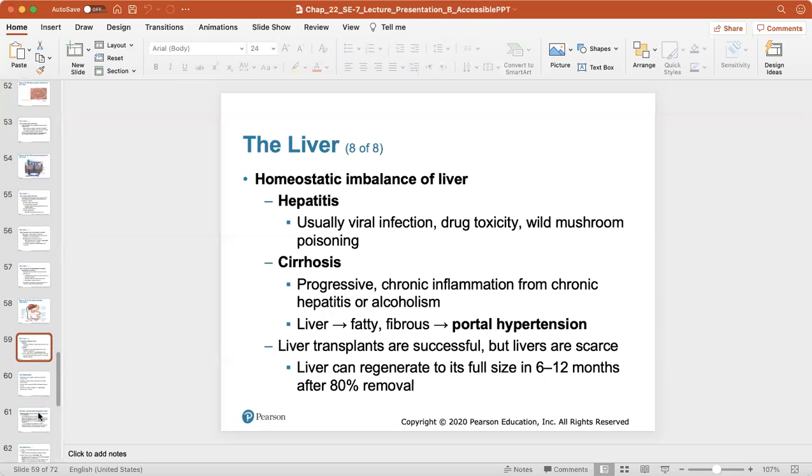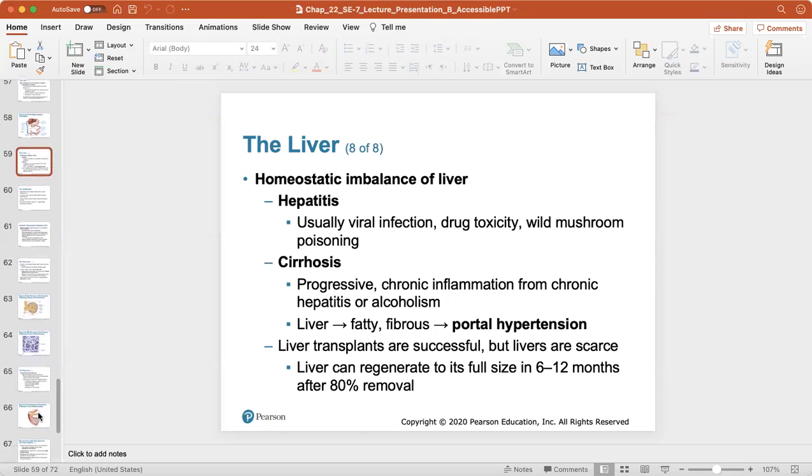Some homeostatic imbalances of the liver: hepatitis is usually caused by a viral infection, drug toxicity, or wild mushroom poisoning. So that's an inflammation of the hepatocytes or the liver. Cirrhosis is a progressive chronic inflammation from chronic hepatitis or alcoholism. The liver can become fatty and fibrotic, which can lead to what we call portal hypertension, so high blood pressure within the portal hepatic system.